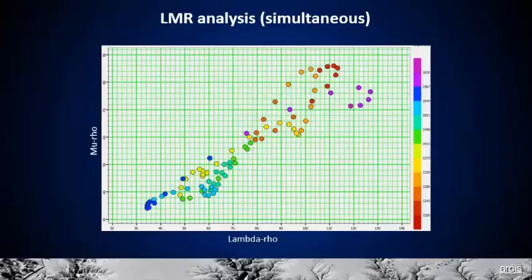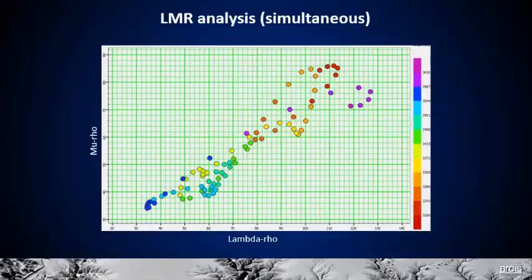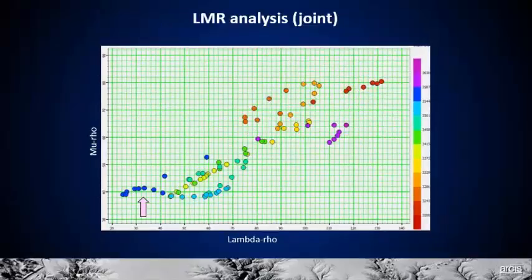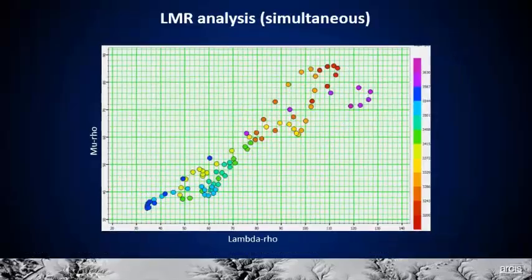Now this is the one that I get for a similar cross plot from simultaneous inversion. And then I repeat this process with joint inversion. You see the difference between the two. No separation between the points that you want to pick up here, and there is that bit of separation. One thing, you can pick up these points, and this is the same polygon that I picked up on the previous one that I showed here.